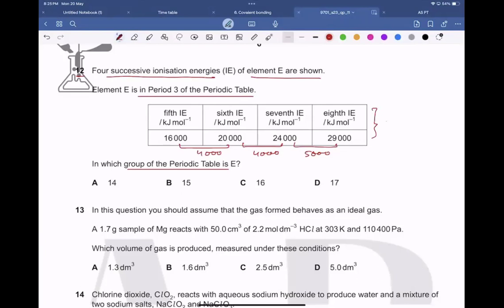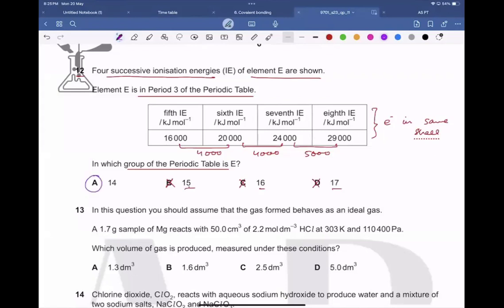in the same shell, isn't it? So if they are all in the same shell, yes, very good, Anshara. It makes B, C, and D incorrect because it's not from group 15, group 16, and group 17, because there is not a big gap. So if these three are wrong, we are left with only option A, which must be correct.